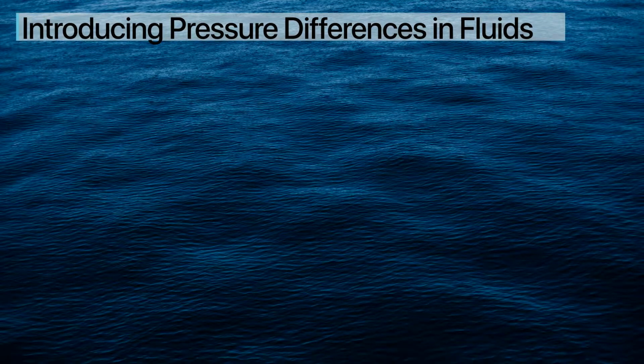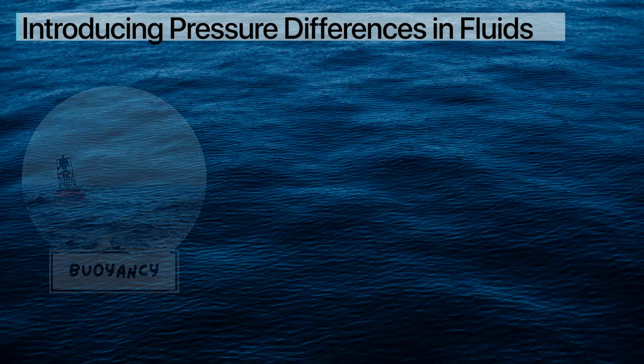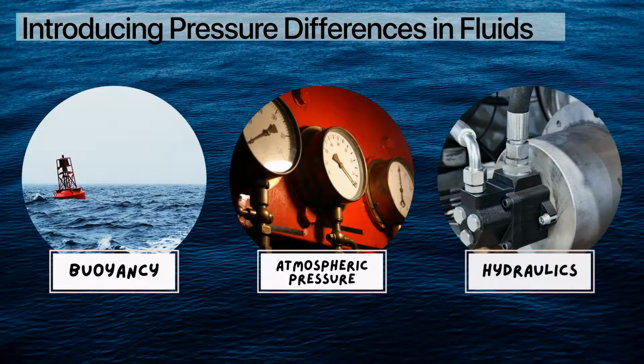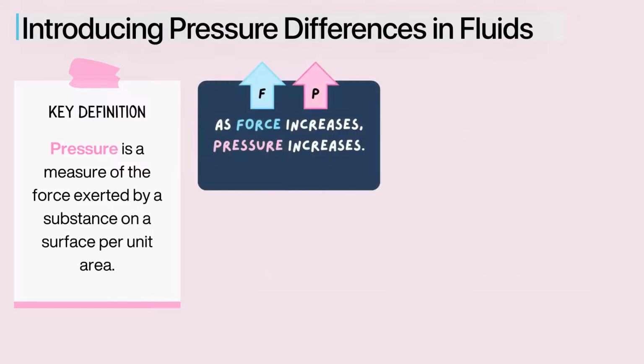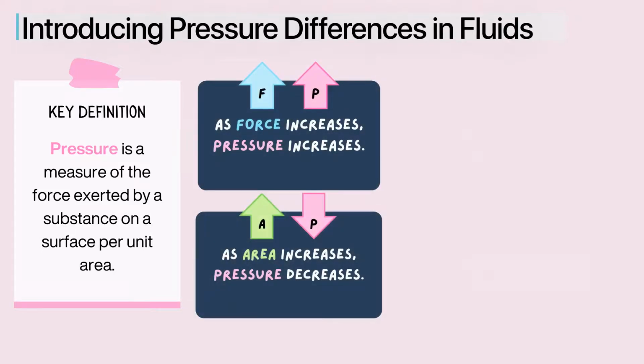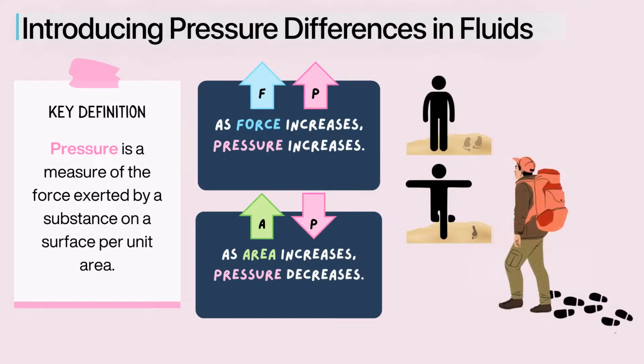So far, we have concentrated on understanding pressure in everyday scenarios. In the next unit, pressure and pressure differences in fluids, we will explore how pressure behaves in fluids, liquids and gases. Understanding pressure in fluids is essential as it forms the basis for explaining phenomena like buoyancy, atmospheric pressure, and hydraulics. To summarize, pressure is the force exerted per unit area. It increases as the force increases and as the area decreases. We can see these principles at work in everyday life, such as standing on sand or carrying a heavy backpack. This foundation will help us explore more complex topics involving fluids in the upcoming lessons.